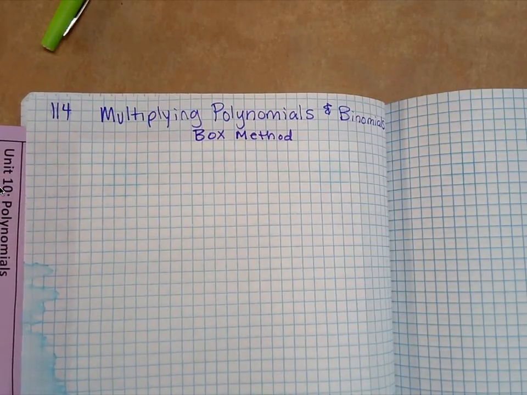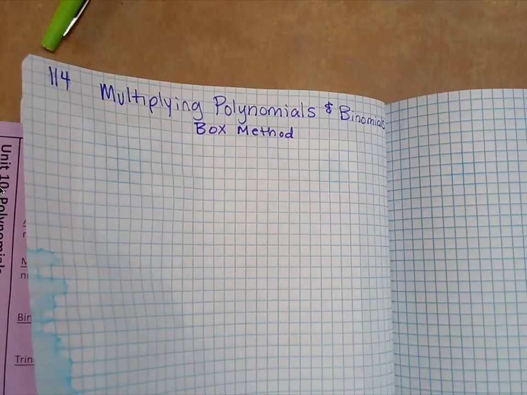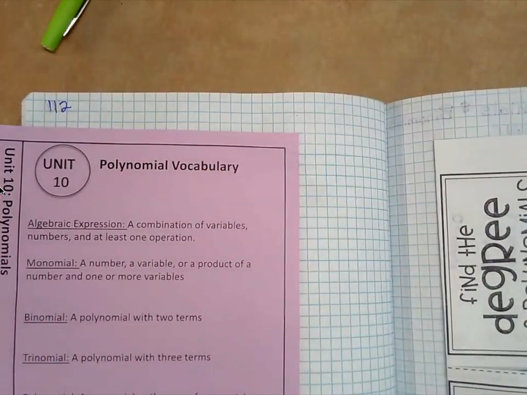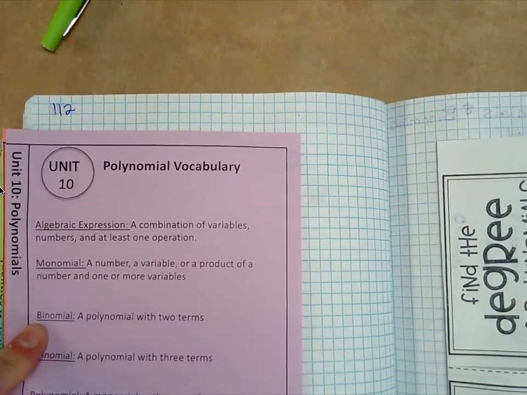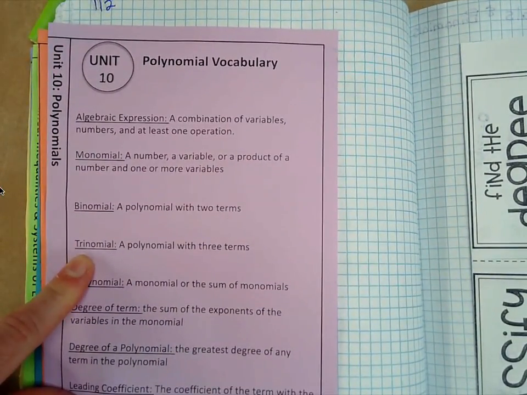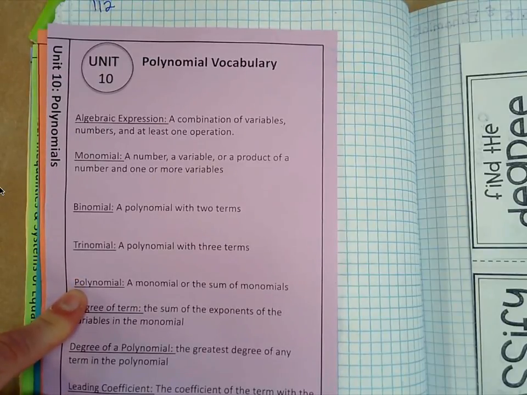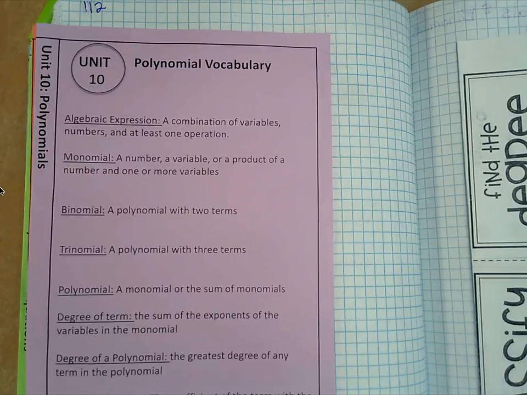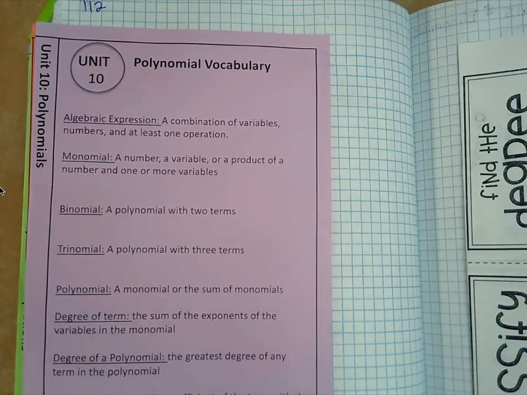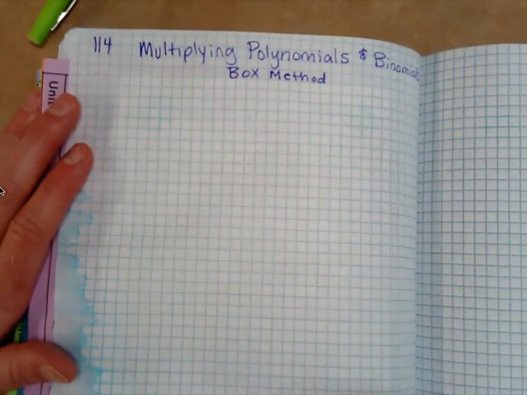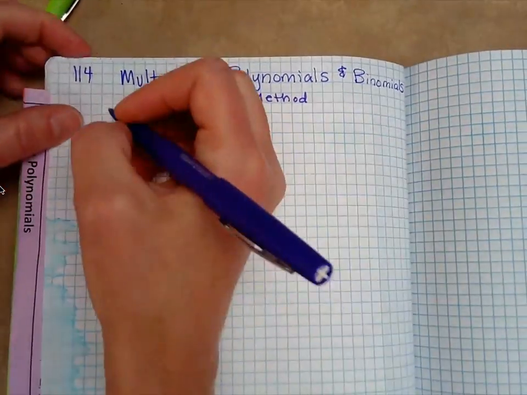So we learned about what a polynomial is when we started this unit. Binomials are a polynomial with 2 terms, trinomial, polynomial with 3 terms. Polynomial is a monomial, 1 term, or the sum of monomials. So we are going to combine like terms after we multiply. So we are going to use what's called the box method.